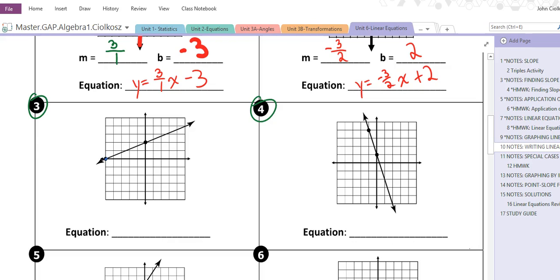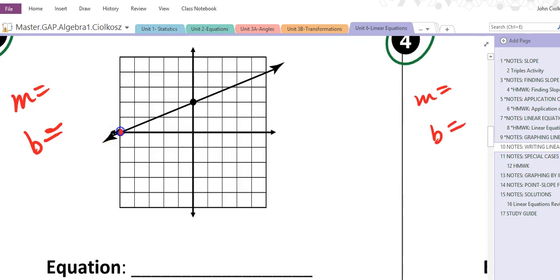Now here we don't have our setup, but we still know we need to find m and b. So for each of these problems, your first step is to identify m and b, looking at the 2 points they gave us here.